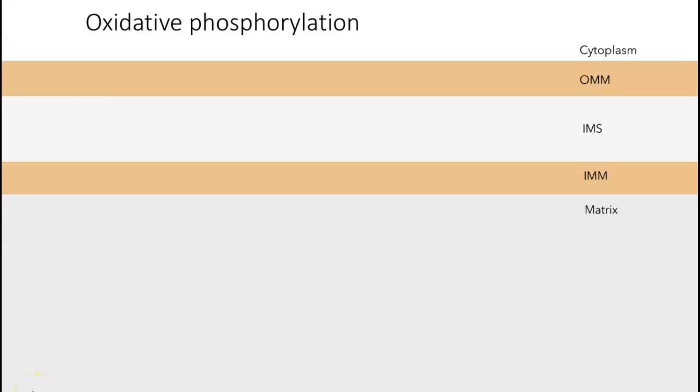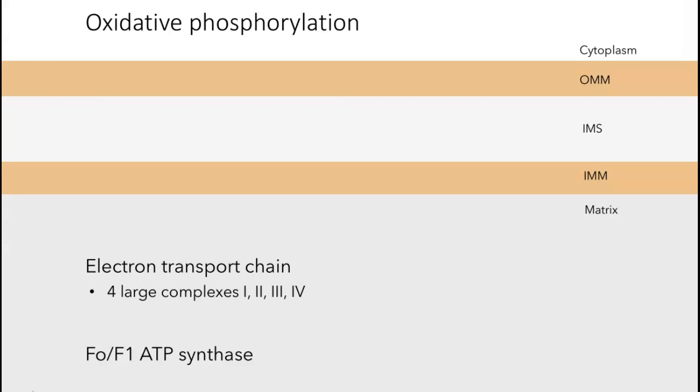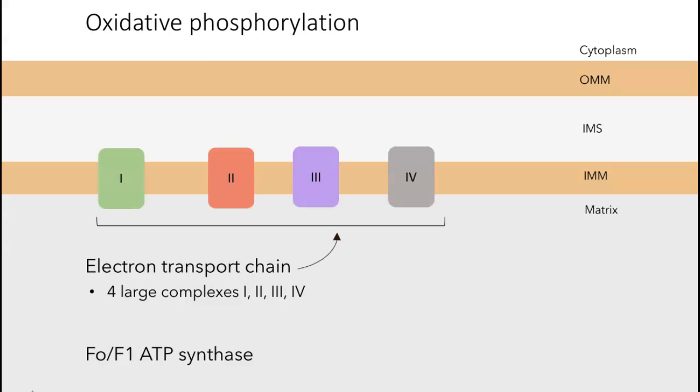There are two parts to this process, and together we're going to refer to them as oxidative phosphorylation. The first part is the electron transport chain, and the second is the FO-F1 ATP synthase. They're both located in the inner mitochondrial membrane, and they work together, but we'll see that they can be decoupled. The electron transport chain consists of four large complexes. They're called complex 1, 2, 3, and 4.